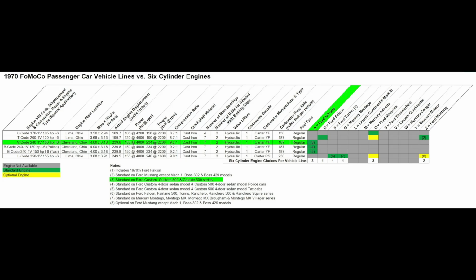The V-Code 241-barrel inline-six engine was produced at the FoMoCo engine plant in Brook Park near Cleveland, Ohio, and had a bore of 4.00 inches, or 101.6 millimeters, and a stroke of 3.18 inches, or 80.8 millimeters, an over-square design where the bore is larger than the stroke in a 1.26 to 1 ratio.